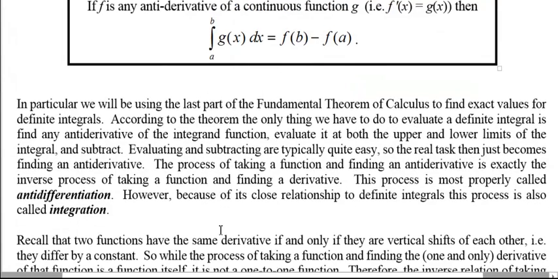So according to the theorem, the only thing we have to do to evaluate a definite integral is get our hands on some antiderivative of the integrand function, and then just simply evaluate it at both the upper and lower limits of the integral and subtract. Well, evaluating a function and subtracting are typically pretty easy things to do, or at least very straightforward. So the real task then just becomes finding this antiderivative function.